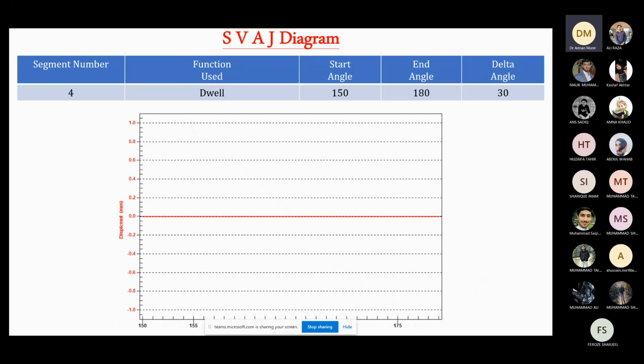Then after that, from 150 to 180, we have dwell again, where the displacement remains 0. When we had fall, at the end, the displacement became 0. Now the displacement remains 0 from 150 to 180. So that is called dwell. Again, if we subtract the start angle from the end angle, that gives us the delta angle, which is 30 in this case. So we will be going from 0 to 360 degrees to see how the follower moves when the cam rotates a total of 360 degrees.